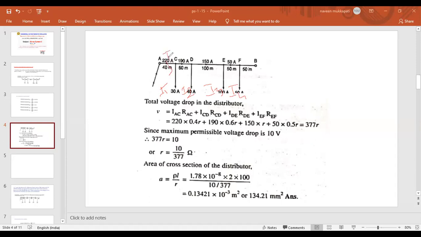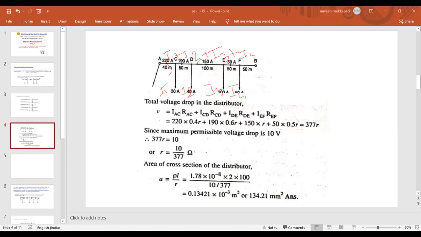That is I1 plus I2 plus I3 plus I4. Okay, this is the currents at A to C section.